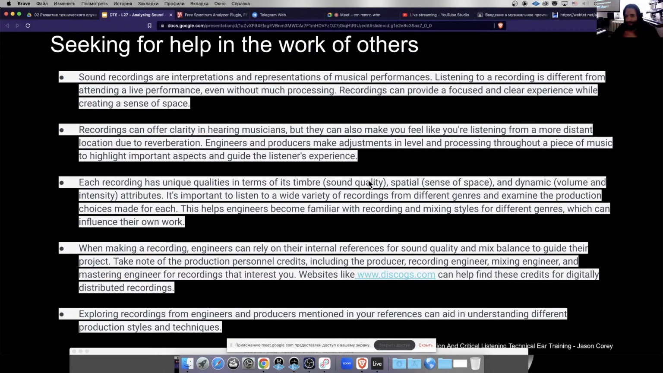Of course, each recording has unique timbre qualities, spatial characteristics, dynamics, and so on. So we need to first listen to a lot of genres and styles, so we can see what choices each one of the engineers made. And we need to become familiar with different mixing styles for different genres. So obviously our library of sounds in our heads is really amazing. When making a project, you can use external references to base your balance and your sonic decisions on.